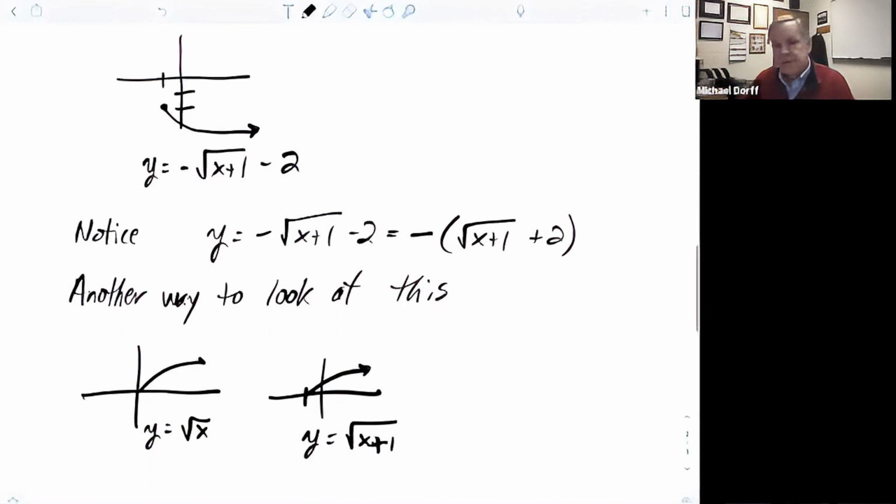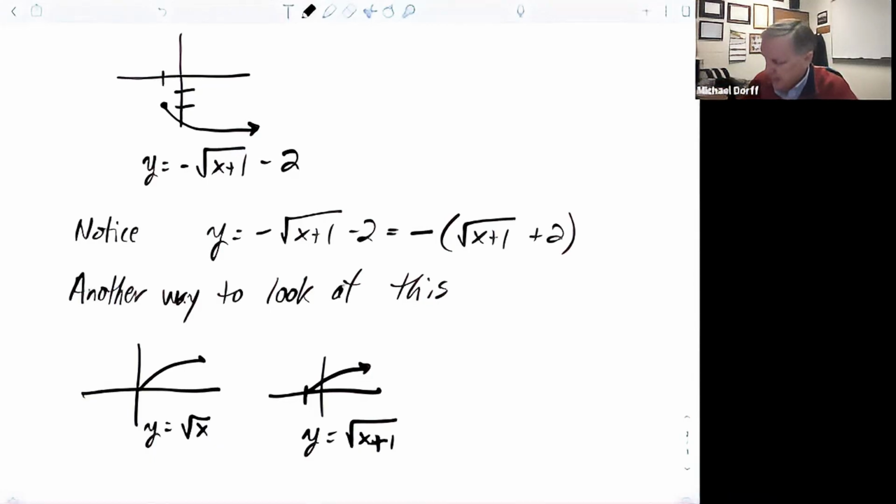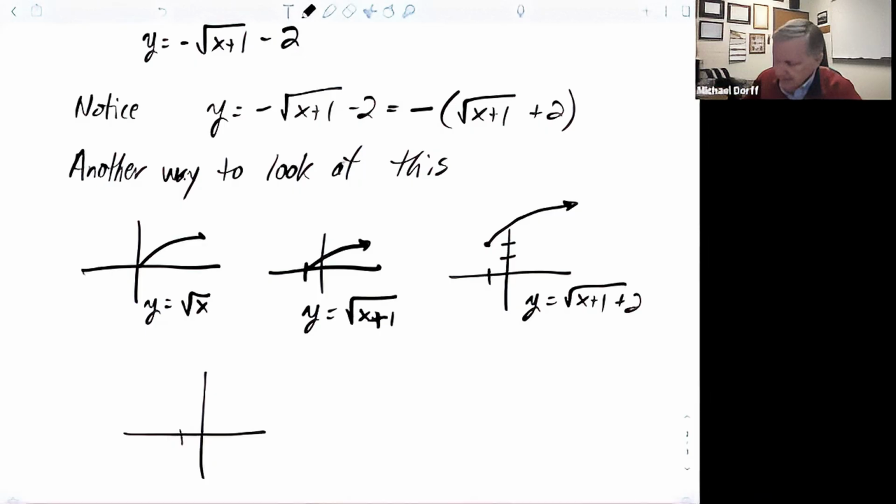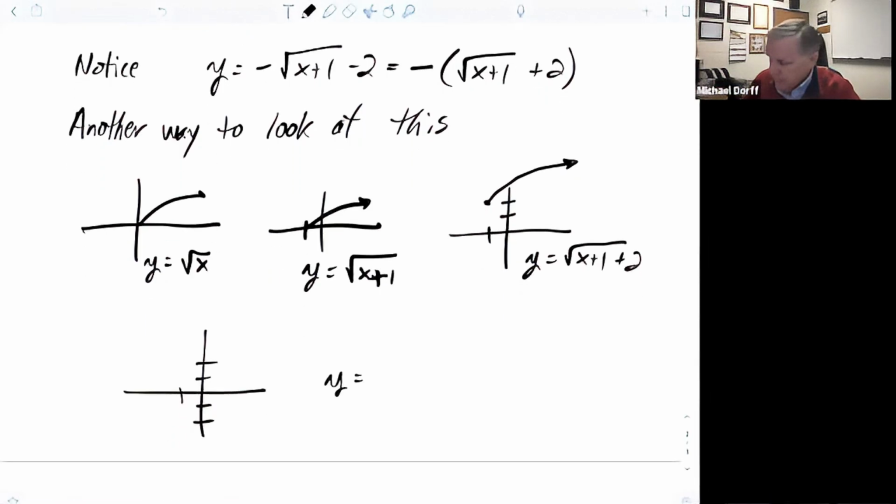Now, because I have the parentheses, the plus 2 is what I should do next, and not the negative sign. So when I add plus 2 to what I have here, it's going to look like this. And so that is the y equals square root of x plus 1 plus 2. And then finally, I'm going to look at y equals the negative of the parentheses, square root of x plus 1 plus 2. And that negative outside the parentheses means now I flip what I had before across the x-axis. So I had this shape in red, but now I flip it across and it looks like this. All right, and that's going to be my answer.